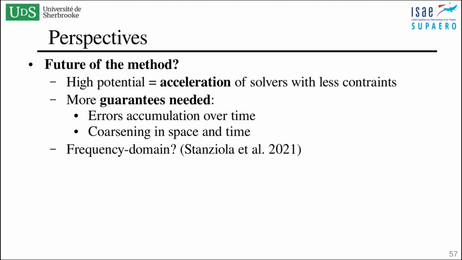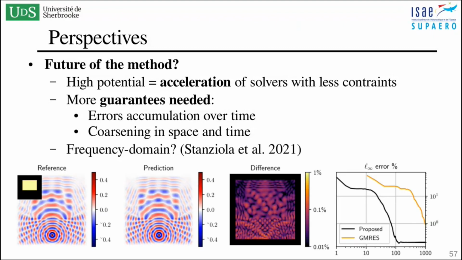And also it would be interesting to maybe go into a broader perspective and look into other types of methods. So instead of going into the time domain, going into the frequency domain. And this is, for example, a very recent paper by Stanziola et al., where they have replaced a traditional Helmholtz frequency solver using GMRES with a neural network, and they show that the error they found was lower with a lower number of iterations, as you can see on the right hand side of the figure. So this could be also an interesting avenue to investigate in the future.